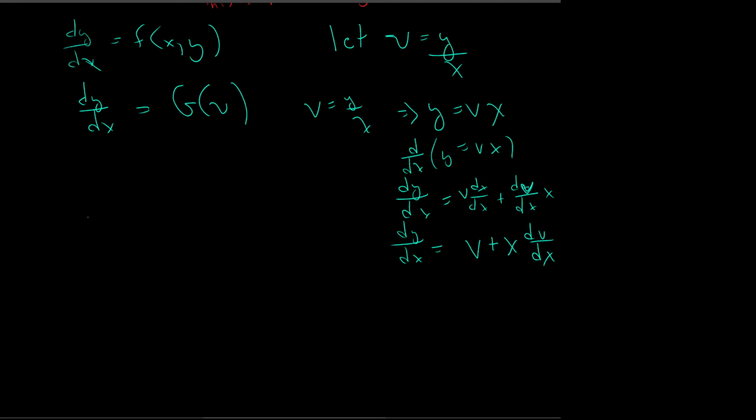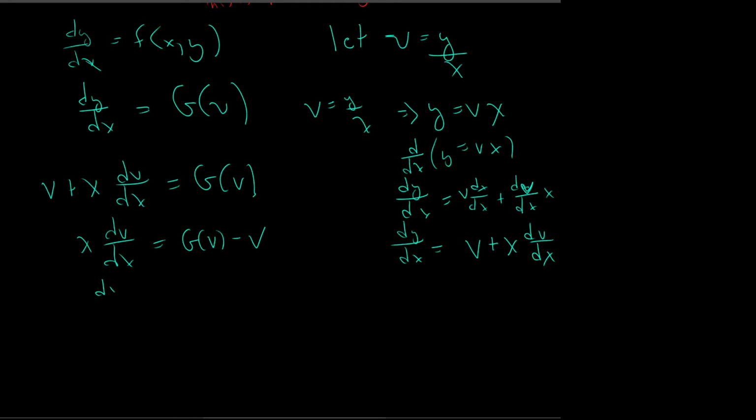Well, that can change our differential equation up here. That means v plus x dv/dx equals g of v. And this is separable. I can do x dv/dx equals g of v minus v, and I can then do dv over g of v minus v equal to dx over x. And so we've made this homogeneous equation separable, and so that's really what our technique does.